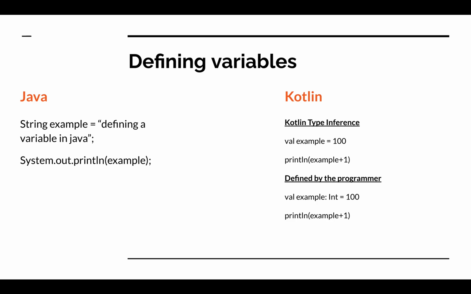When we talked about Kotlin being able to infer what type of variable you're trying to work with, you can just type in, you have this new value. I just used example here. I set it equal to 100. And then say you wanted to print the line example plus 1, it'll print out 101. Now, Kotlin there recognizes what kind of variable you're trying to work with.